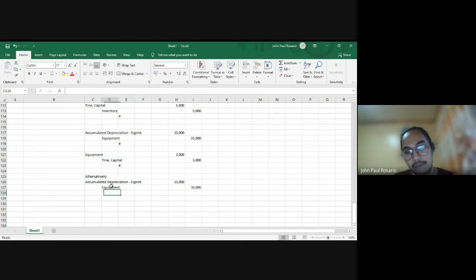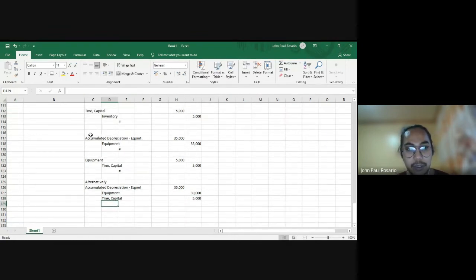150 minus 120, 30,000. So equipment, 30,000. And then after that, the difference will be adjusted to your capital. So as you can see here, same, accumulated depreciation was debited for 35,000 while the equipment has a net credit, since credit of 35 net of debit of 5, so net credit of 30,000, and then Time's capital has also a credit of 5,000. So whatever method you prefer, I'll consider that because it will still result in the same entries.